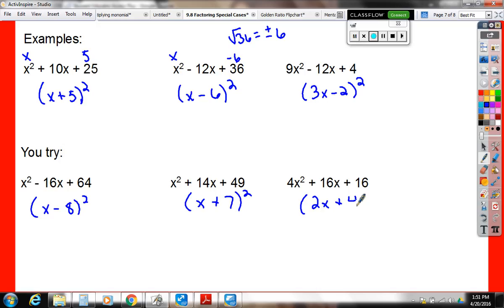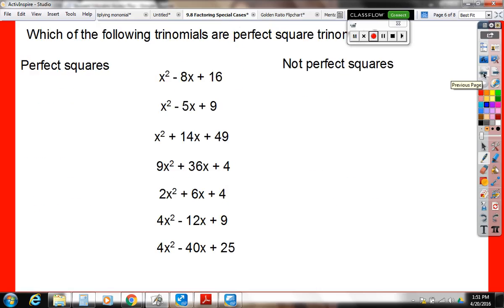2x plus 4 squared. Okay, last slide asks you to tell which of the following trinomials are perfect square trinomials. So we need to look at the first term and the last term, and then see if we can combine the square roots to get the middle term. So square root of x squared is x. Square root of 16, we're going to use -4. Then I do -4 times x is -4x. -4x times 2 is -8x. So this one's good. This one is a perfect square trinomial.